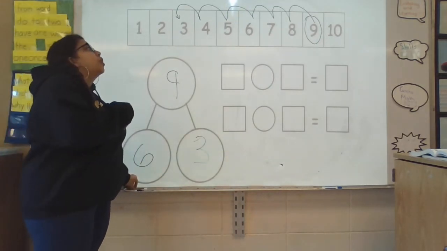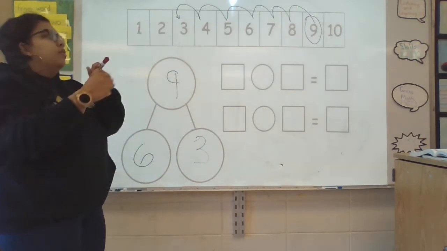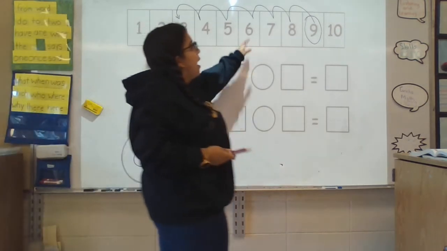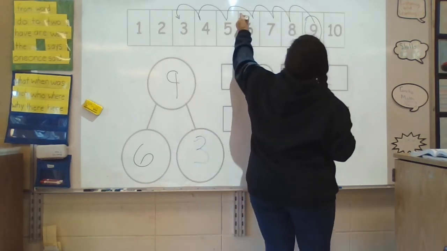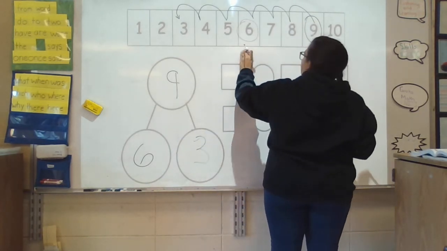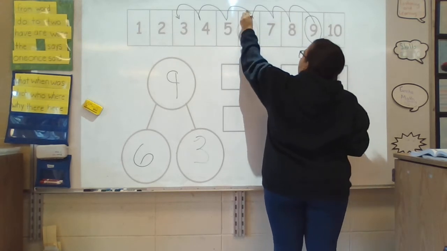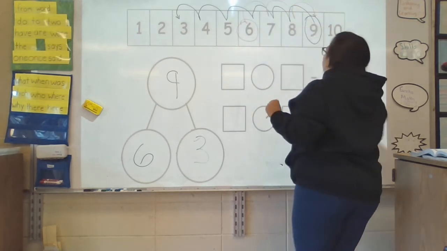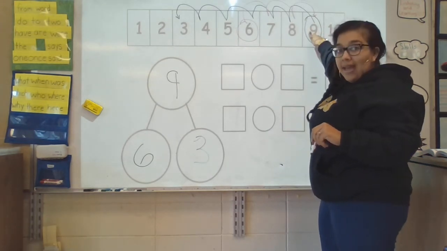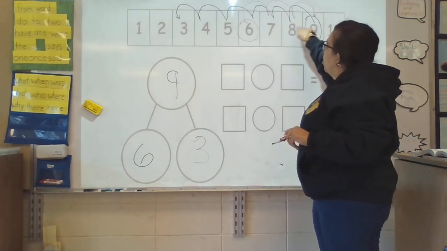What I want to show you now, the other thing you can do is you can hop up from the part you know to the whole. You can go part I know plus however many hops it takes me to get to the whole. How many hops did it take us to get to the whole?